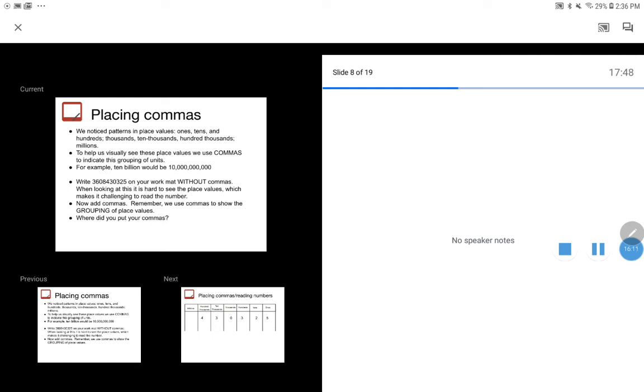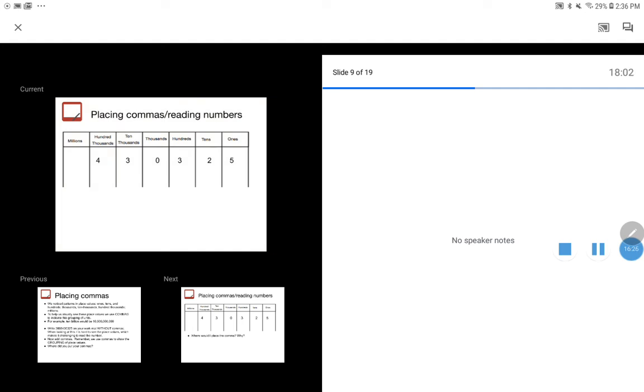Alright, flip back to your plate. You can erase that number. Let's try something else. Alright, this time you're going to use your place value chart. I want you to put 400,000s. Put a 4 in the 100,000s place value.